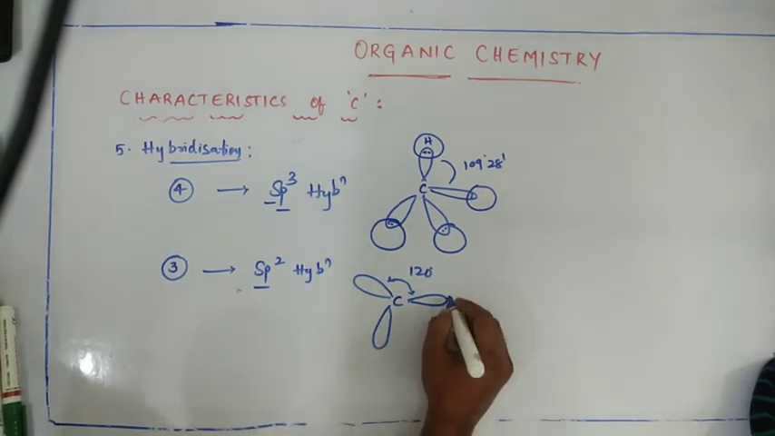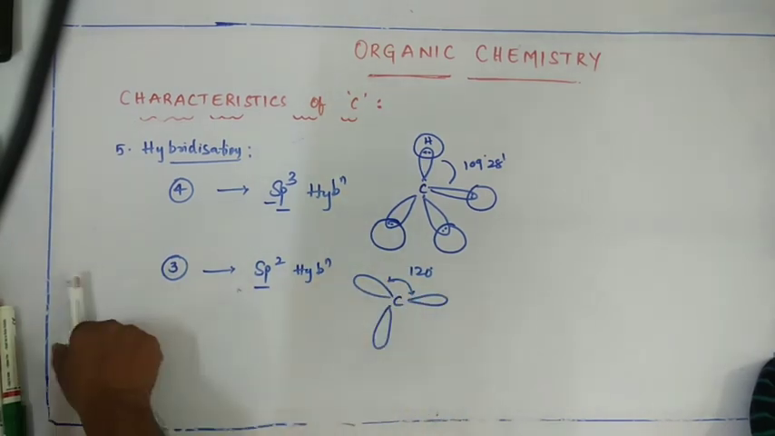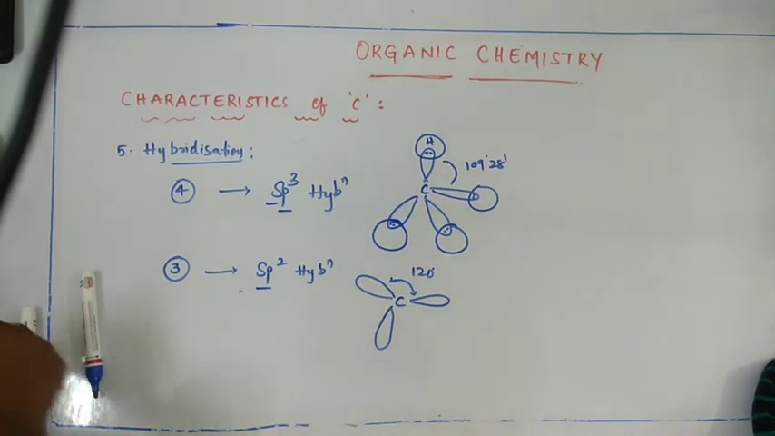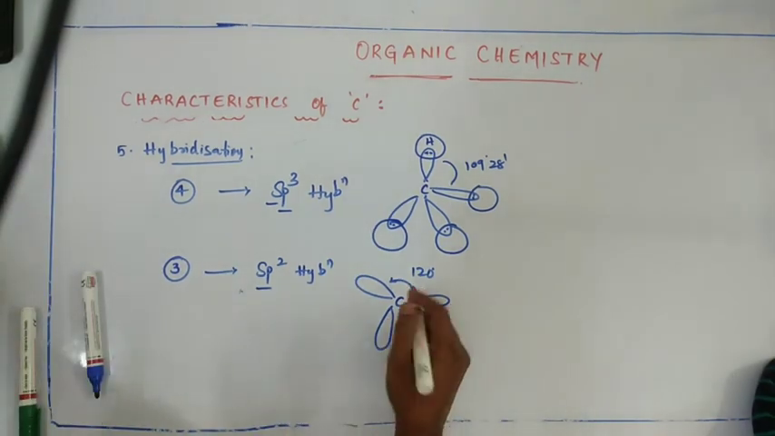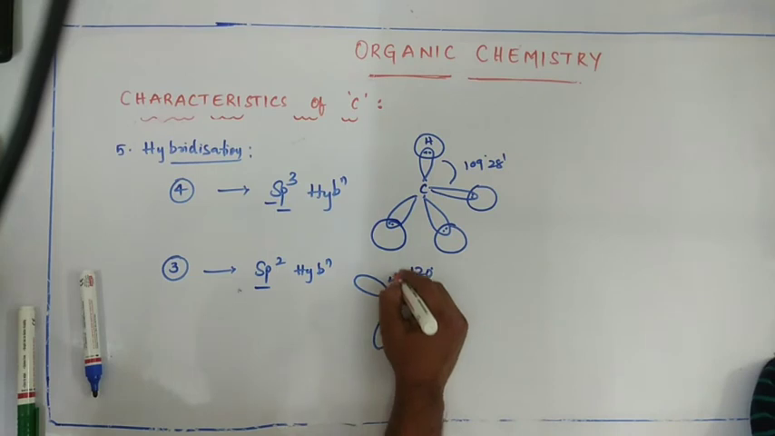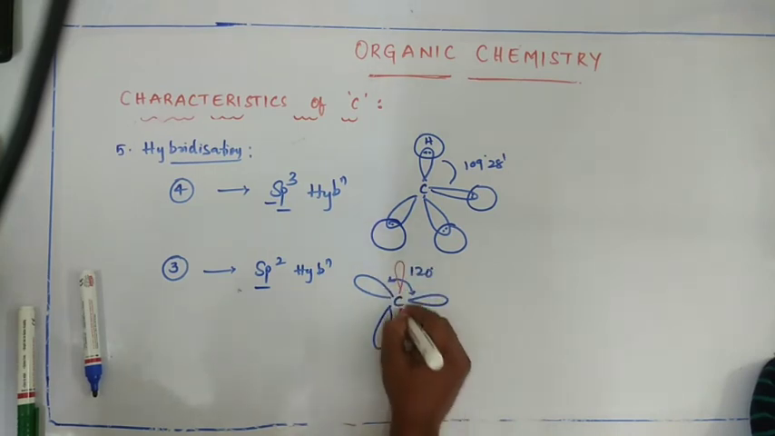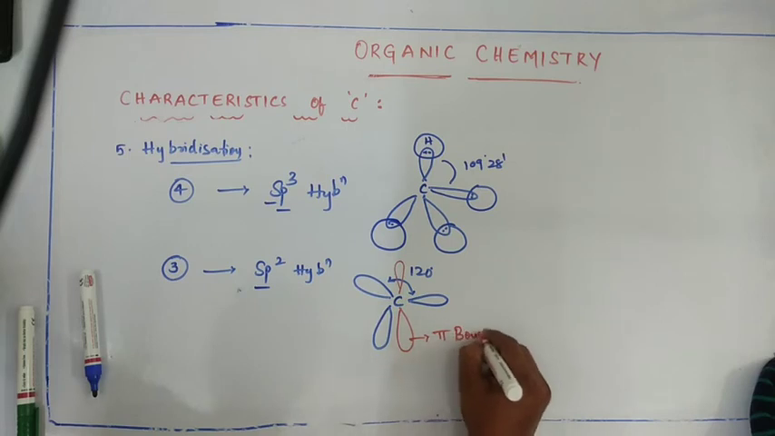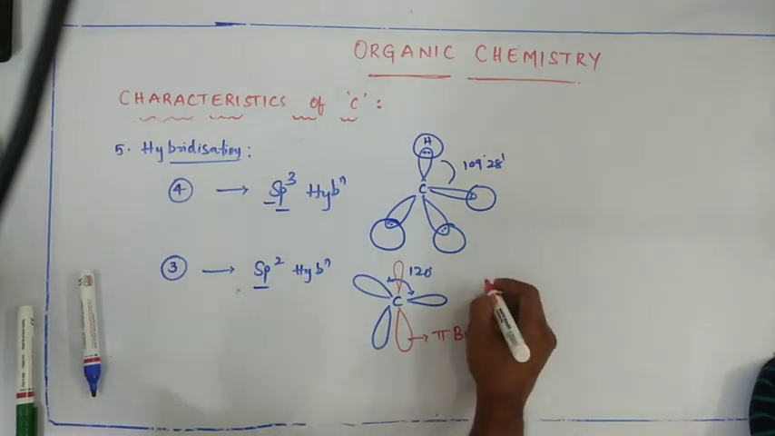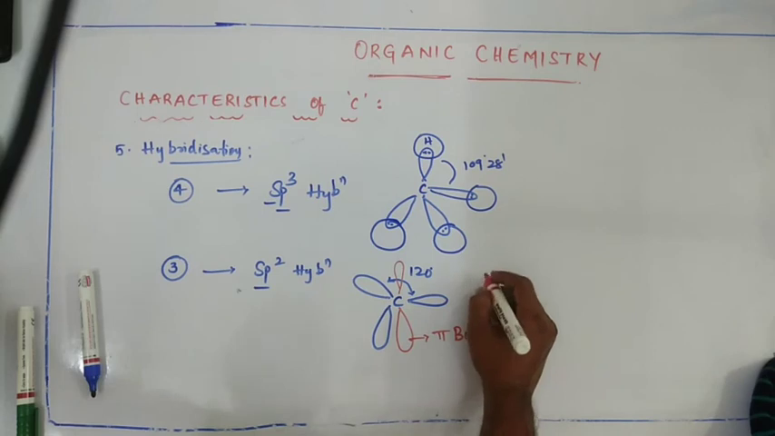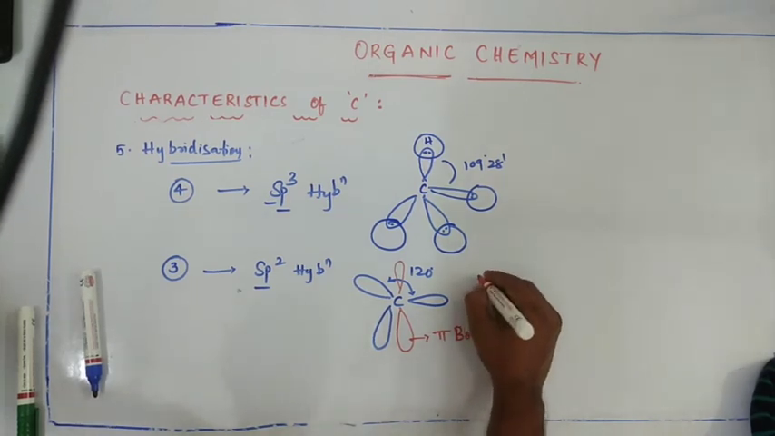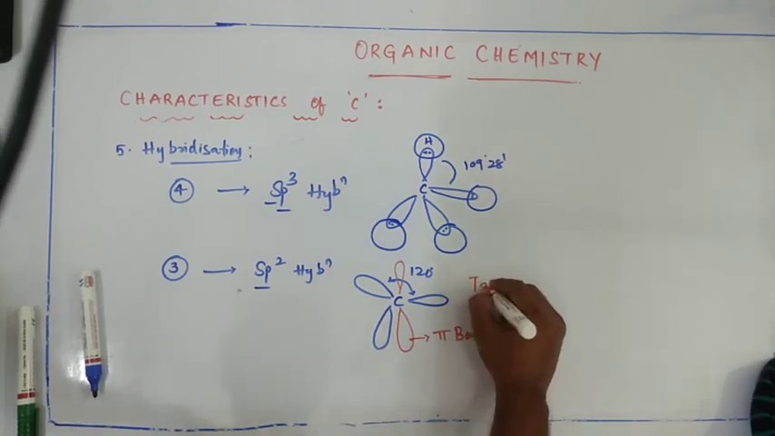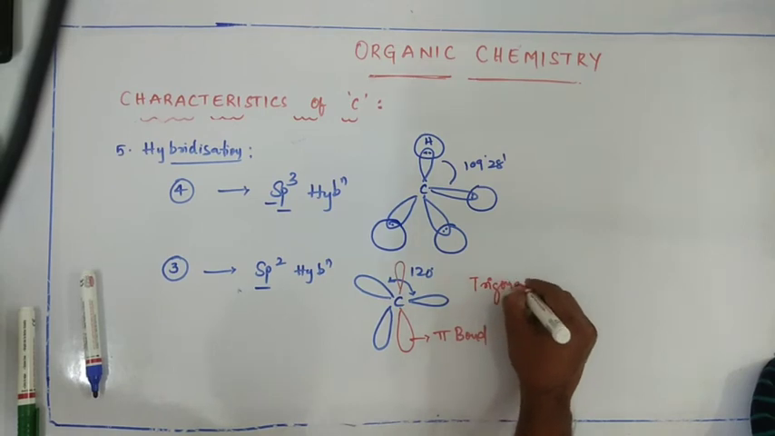The carbon has one more orbital, that is the unhybridized pz orbital. That unhybridized pz orbital is involved in the formation of a pi bond. The shape of this sp2 hybrid carbon is trigonal planar.